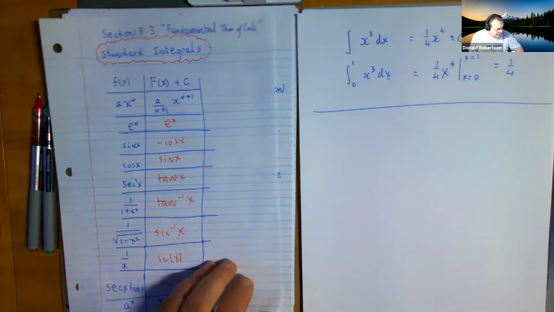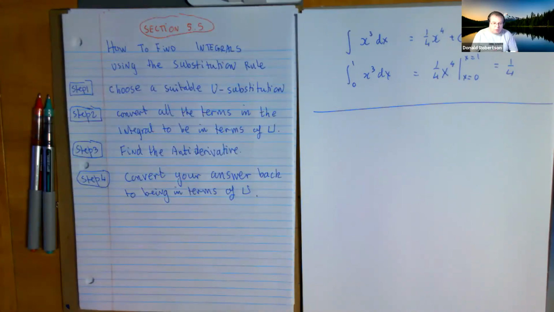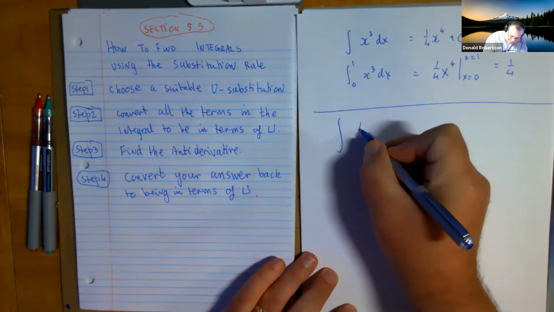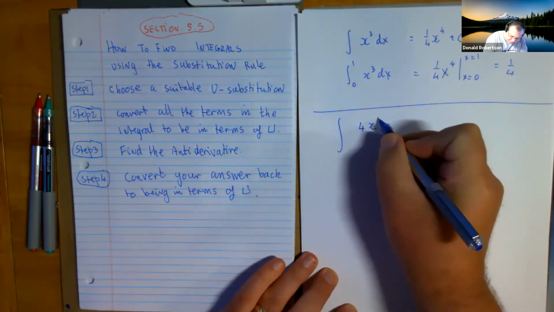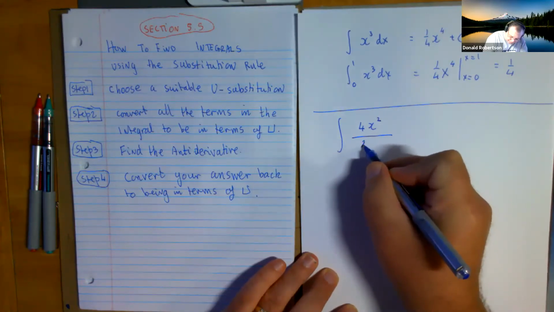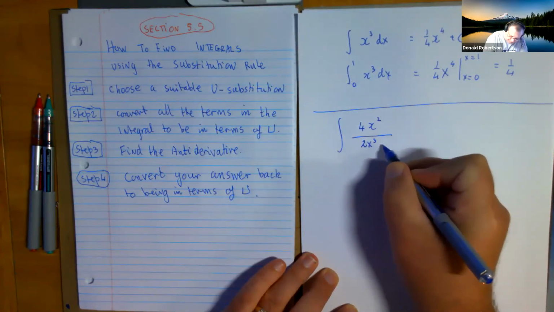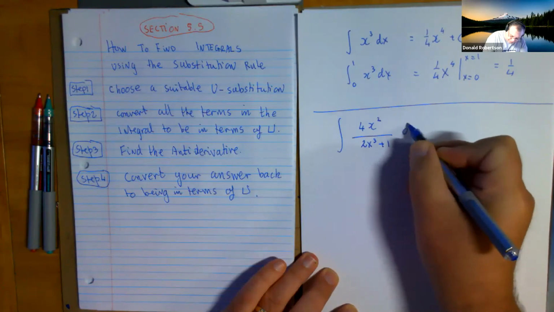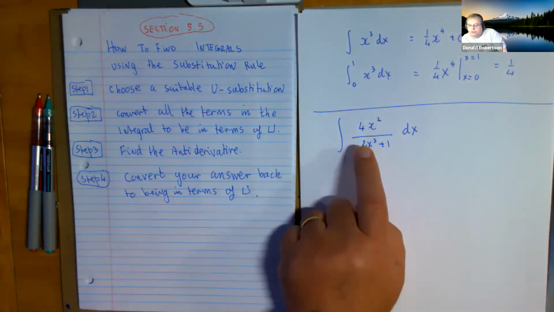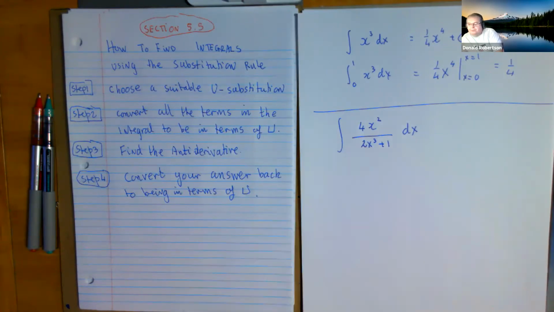But what do you do when there's an integral where no matter how you make it happen, it's just not going to turn into anything like that? So I'll give you an example of what that might look like. These are the kind of questions where the substitution rule was kind of designed for.